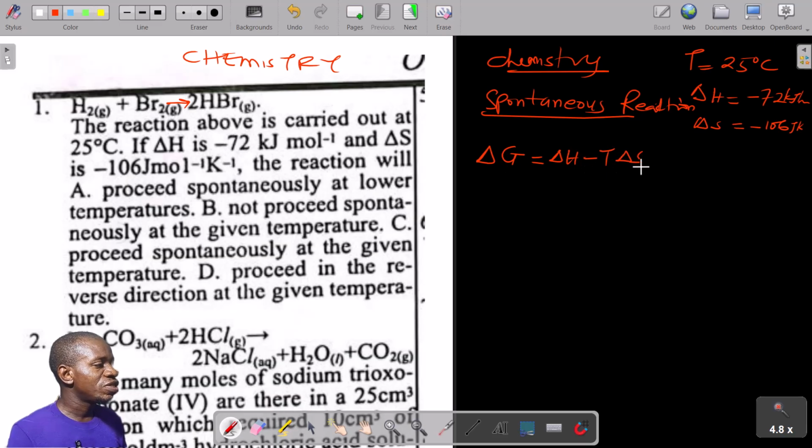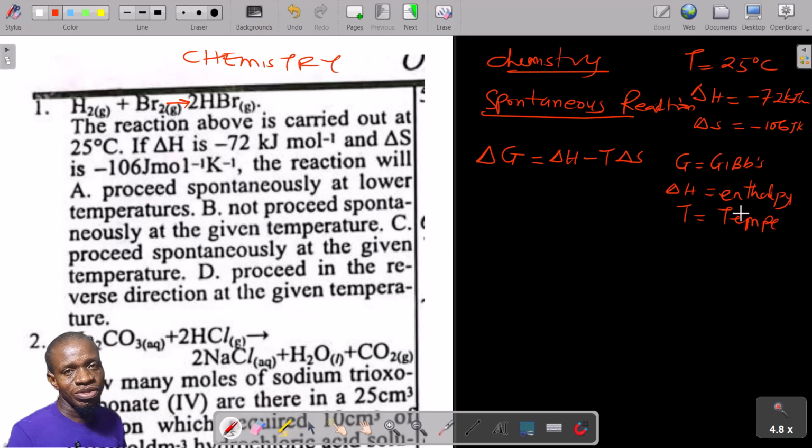Now, whereby G is known as your Gibbs free energy, whereas your delta H is called your enthalpy change. It is known as your enthalpy or your heat change, enthalpy change because of the change. Then the T is known as your temperature.